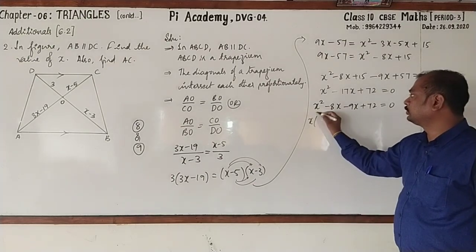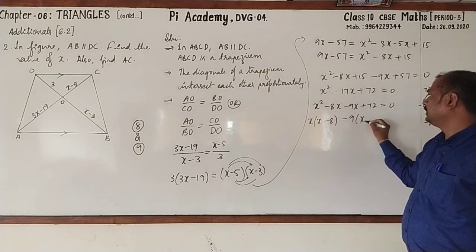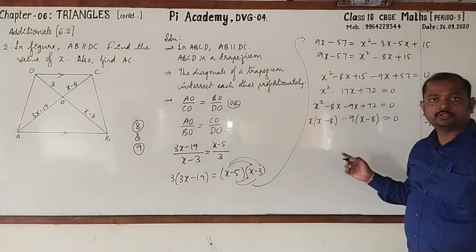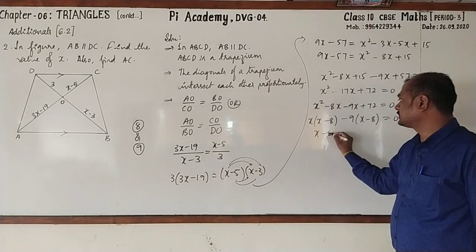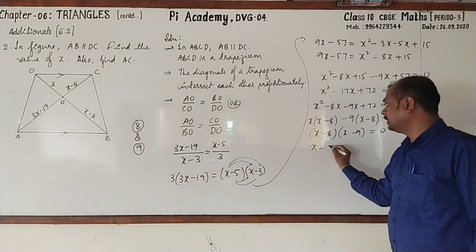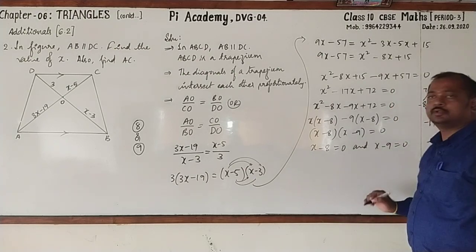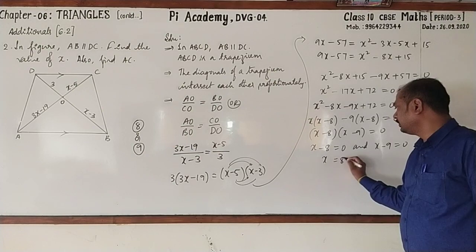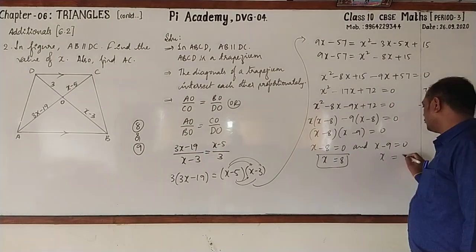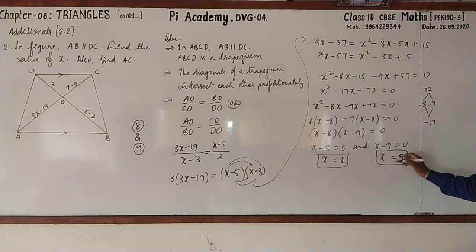Group them by taking two terms. Here x into x minus 8, minus 9 into x minus 8. Hope that you have got the same. Then x minus 8 is common, remaining x minus 9, which is equal to 0. x minus 8 equal to 0 and x minus 9 equal to 0. x equal to 8 and x equal to 9. So x has two values, either 8 or 9.